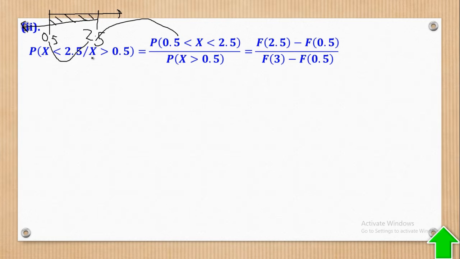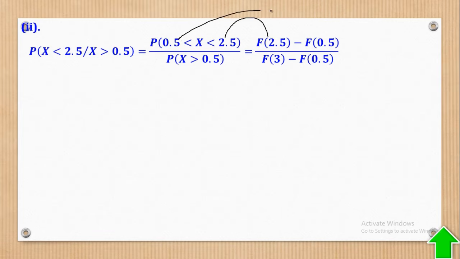The denominator is the probability after the slash. So after the slash, it is x greater than 0.5. That's why you put here probability of x greater than 0.5. The next is to remember the definition that here we substitute. So we begin with the highest value, which is that, minus the lowest value, which is that.